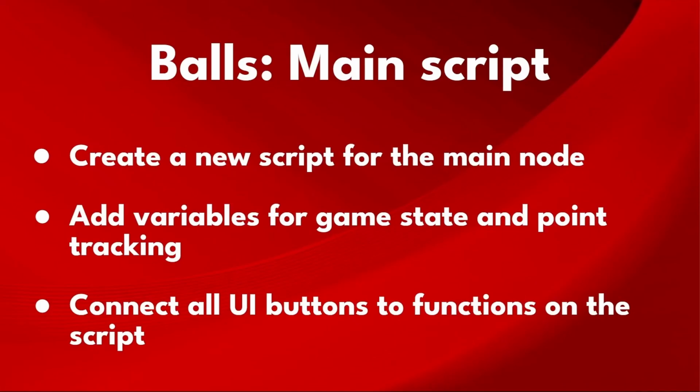All right, in this section, we're gonna go ahead and create the main script for our game. We're gonna start off creating a new script and attaching it to the main node. Then we're gonna add a couple variables for the game state and point tracking. We're also gonna connect all the UI buttons to functions on the script. Now let's jump right in.